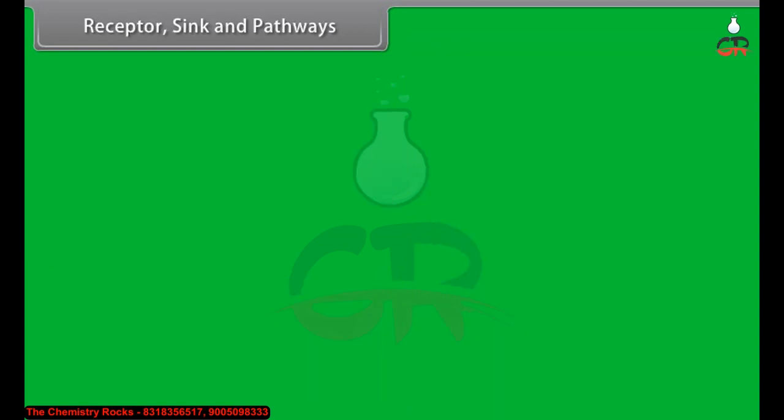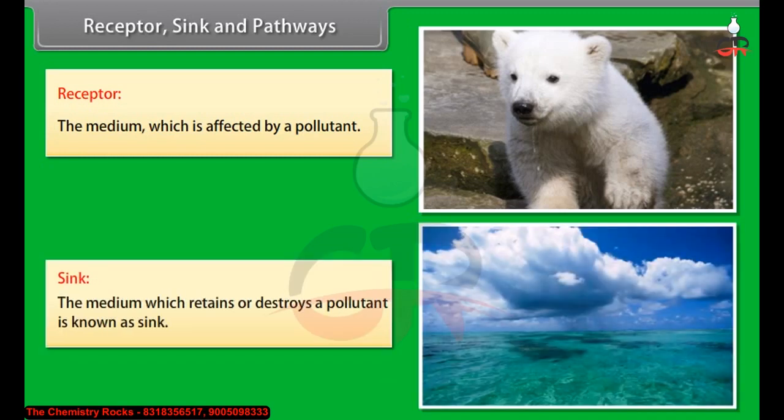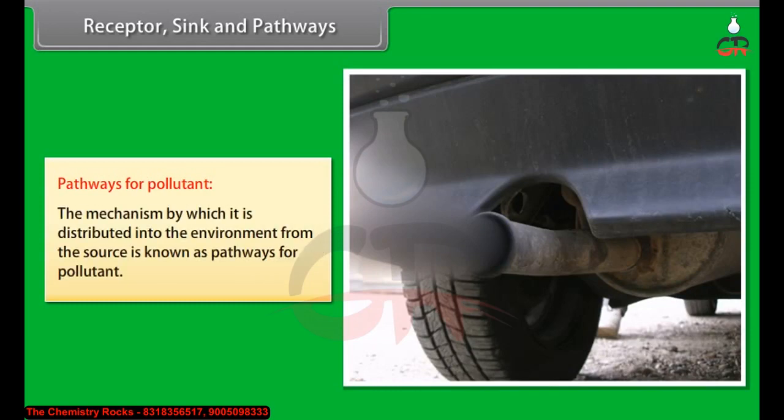Receptor, sink and pathways. Receptor. The medium which is affected by a pollutant. For example, living bodies, human bodies, etc. Sink. The medium which retains or destroys a pollutant is known as sink. For example, oceans are the sink for atmospheric carbon dioxide. Pathways for pollutant. The mechanism by which it is distributed into the environment from the source is known as pathways for pollutant. For example, emission of gases from automobiles.